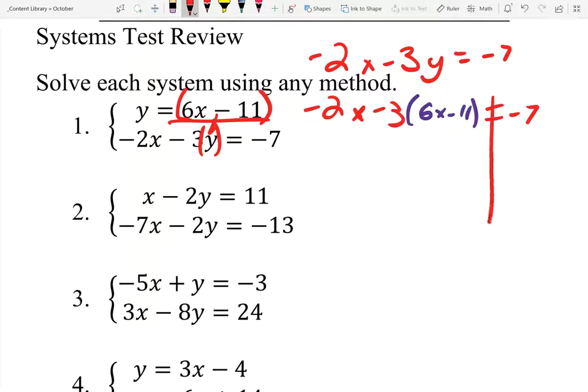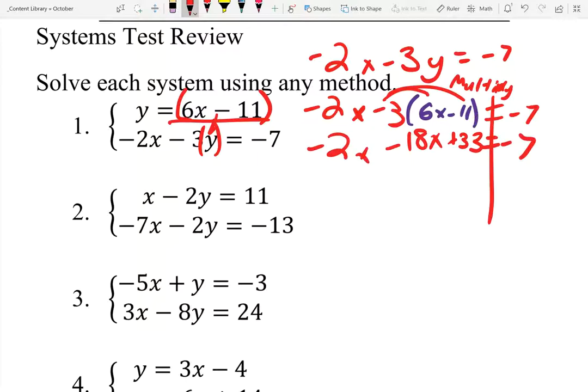So going through that process, we're going to first distribute, because we have negative 3 being multiplied with what used to be y. So negative 3 is being multiplied with 6x and negative 11. So we're going to go ahead and do that first. Negative 3 times 6x makes negative 18x, and negative 3 times negative 11. Remember, you're multiplying here. Negative 3 times negative 11 makes a positive 33. Everything else, the negative 7, I'm going to bring down. The negative 2x, I'm going to bring down.